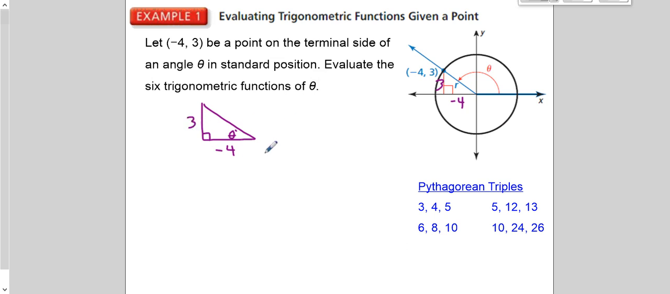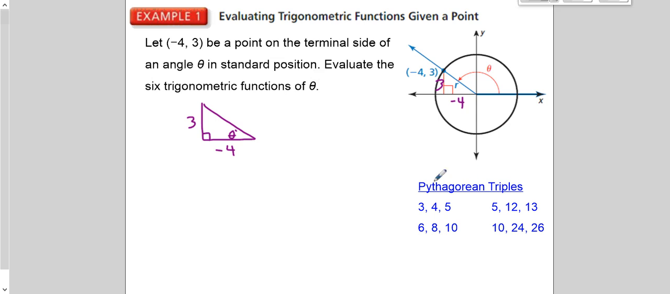So notice we're going to use some negative numbers. Now, we need to find this hypotenuse. If it was a unit circle, the radius is 1, but this is not a unit circle or a circle with radius 1. So we have to find that radius.